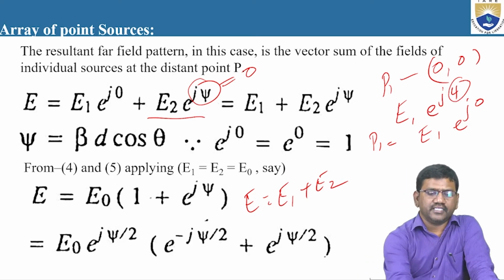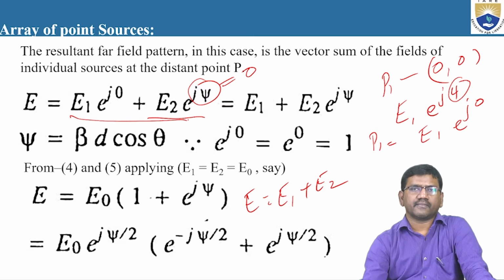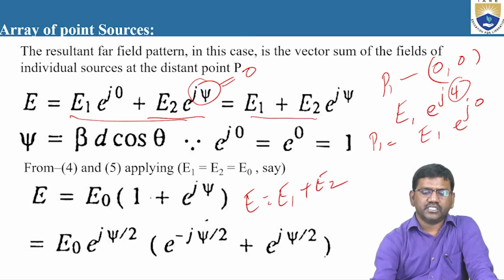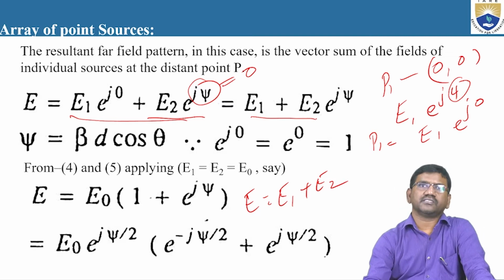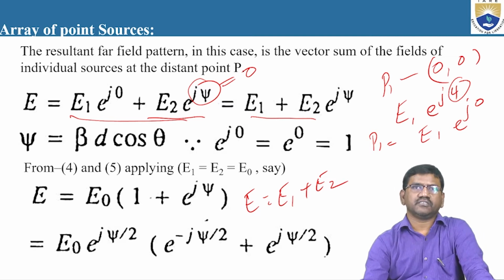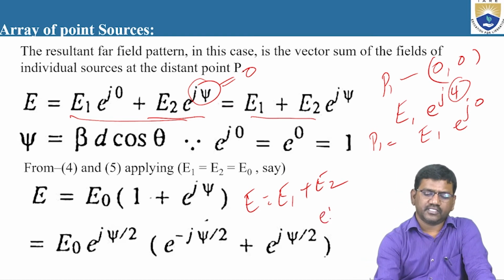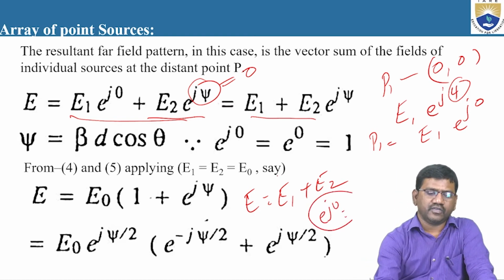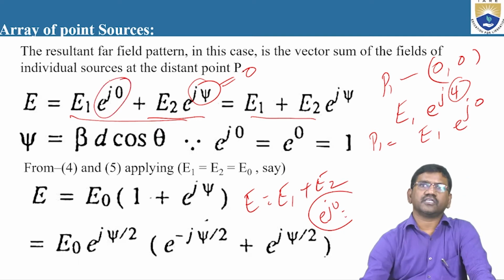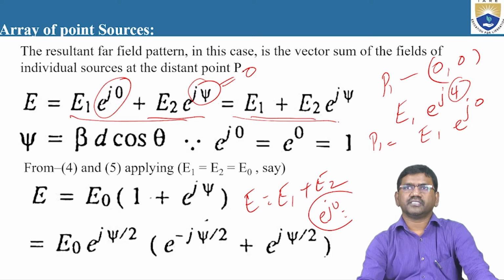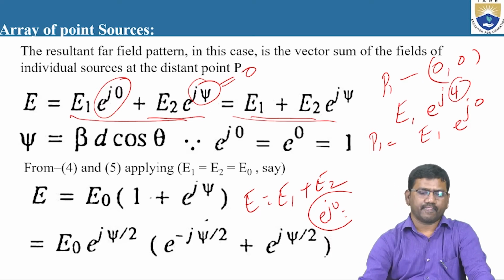So if we take E1 as common in this equation, we will get E1 plus E2 e power j psi. Why? Because e power j0 is equal to 1. So we have ignored this term e power j0 here, and the remaining terms have been written here as E1 plus E2 e power j psi.